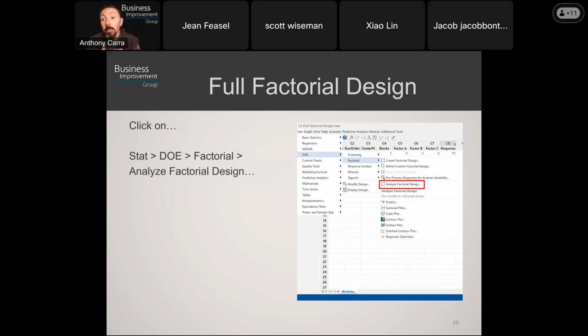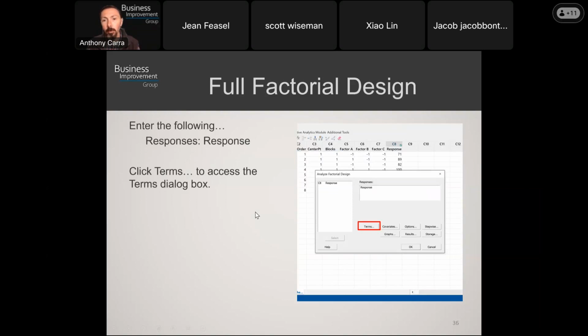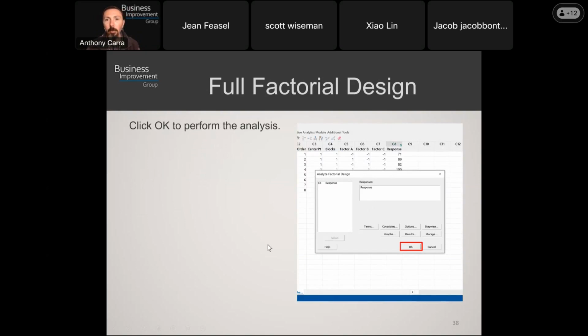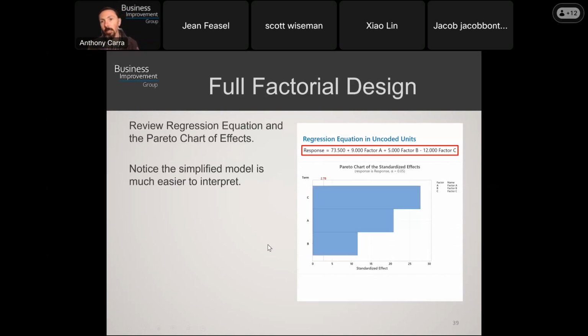And the way we invoke that is still the same way. We still go through our DOE factorial, analyze factorial design. This time we go into our terms, and then from here, what we do is, oh, I'm sorry, this is the manual way of removing it. We're going to manually remove the two-way and three-way terms, and then we use that one button that pushes everything from the selected terms back over. So we're pushing the AB, AC, BC, and ABC back manually. We click OK, and then here we get our outcome.